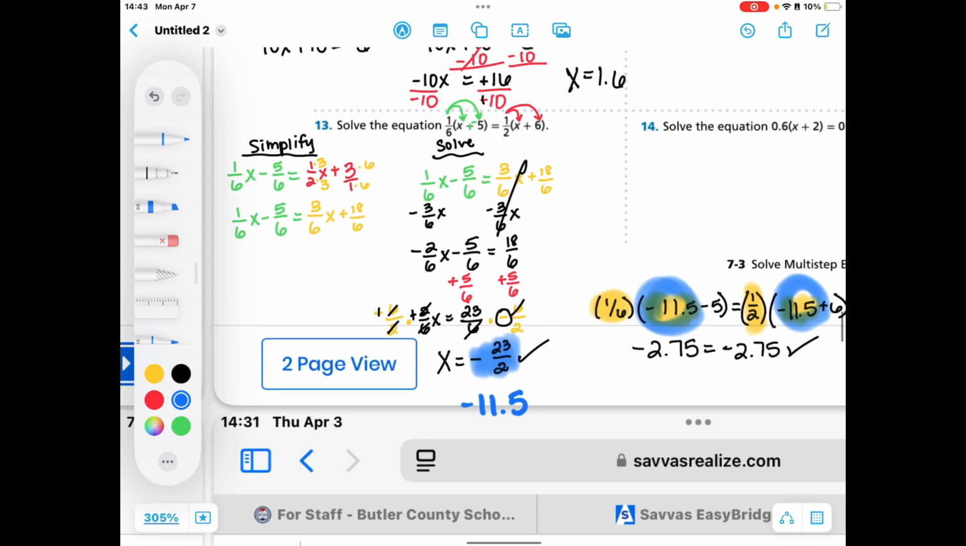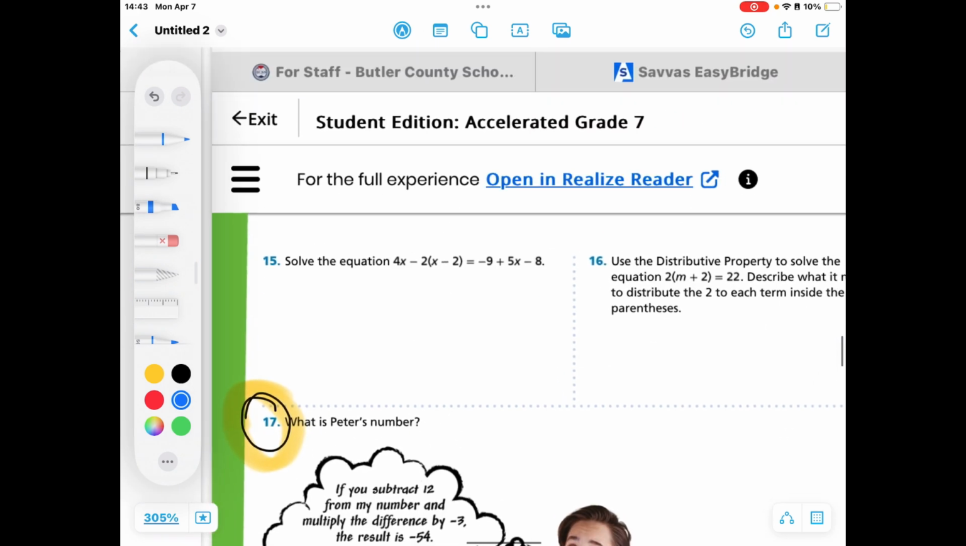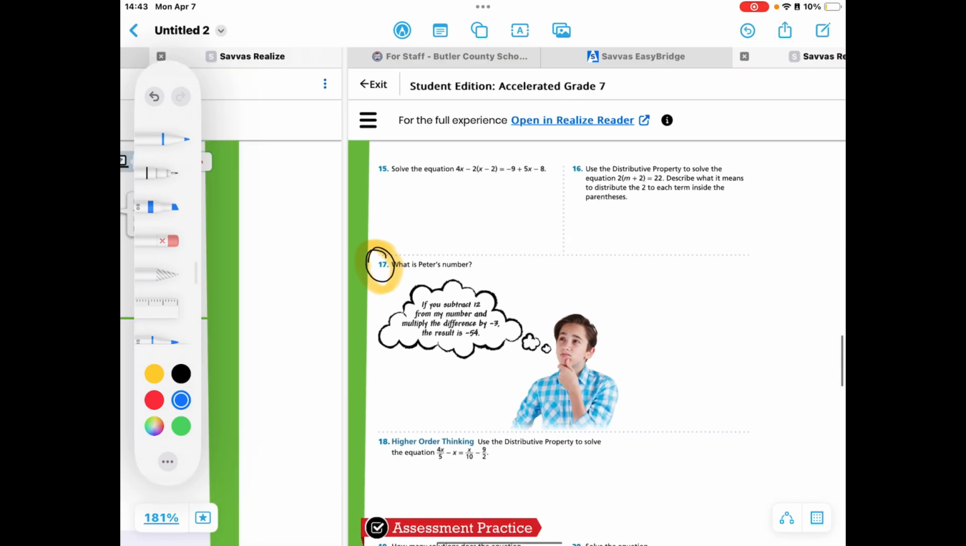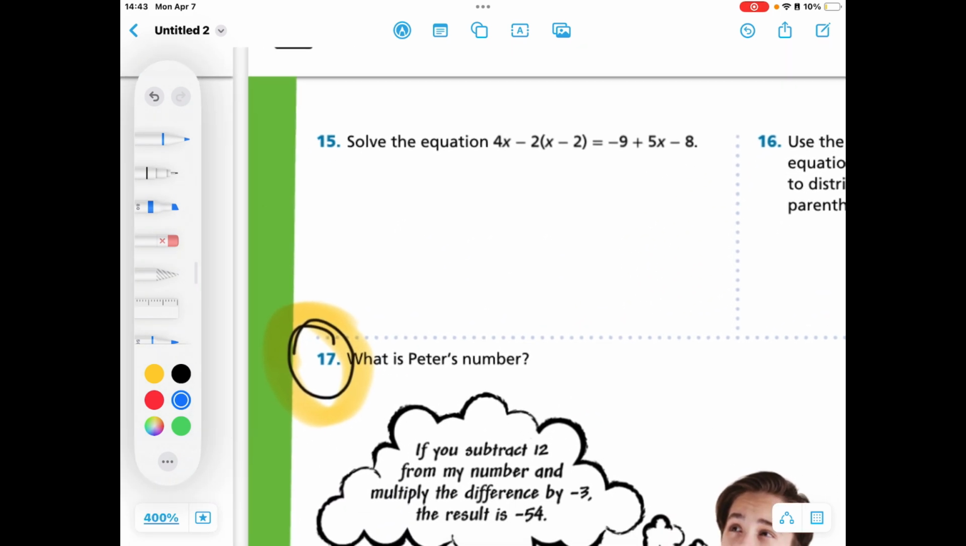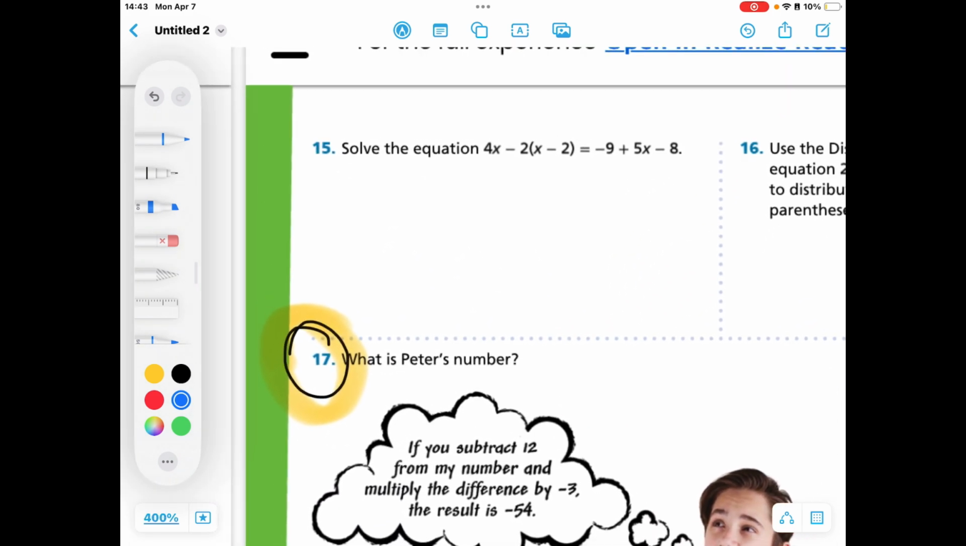All right, next one is 15, and then we have 17 and 19. So we only have 3 more to go. I know that this one is a little bit longer, but that's just because there are so many steps. Starting off with simplifying, I'm not going to write out all my steps now. I'm just going to start by simplifying and then solving.